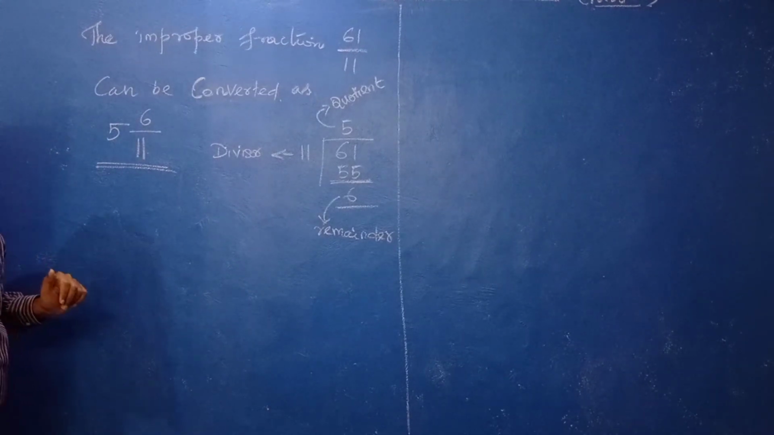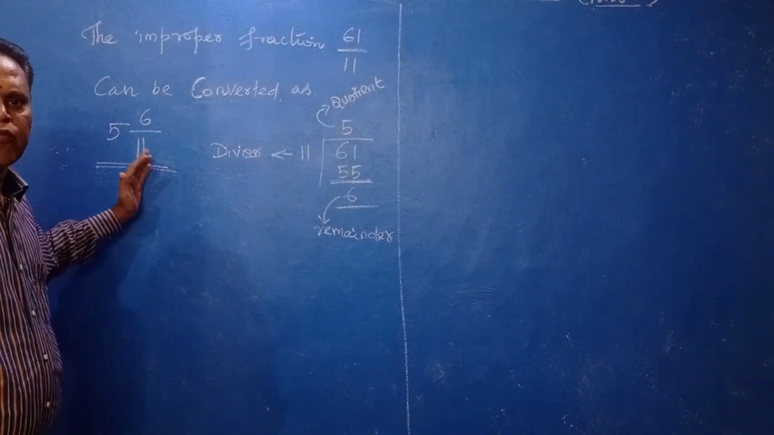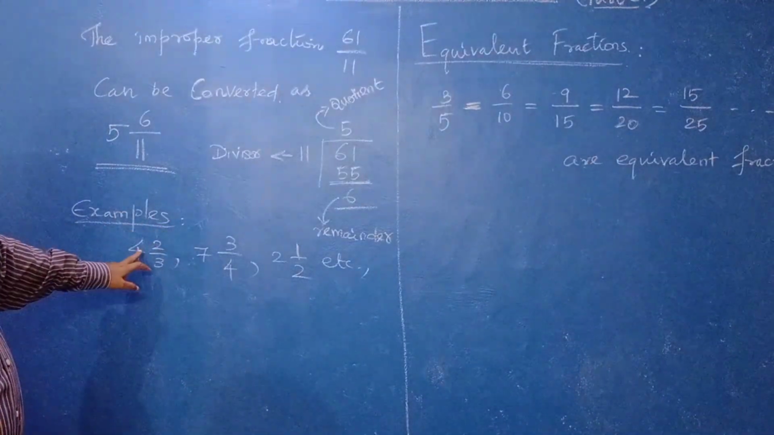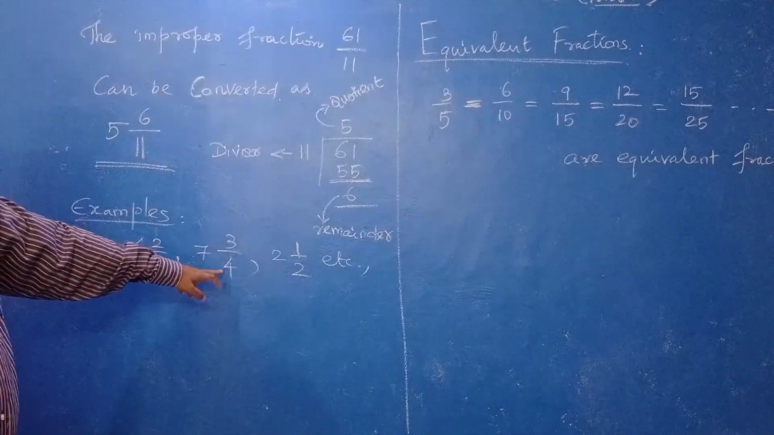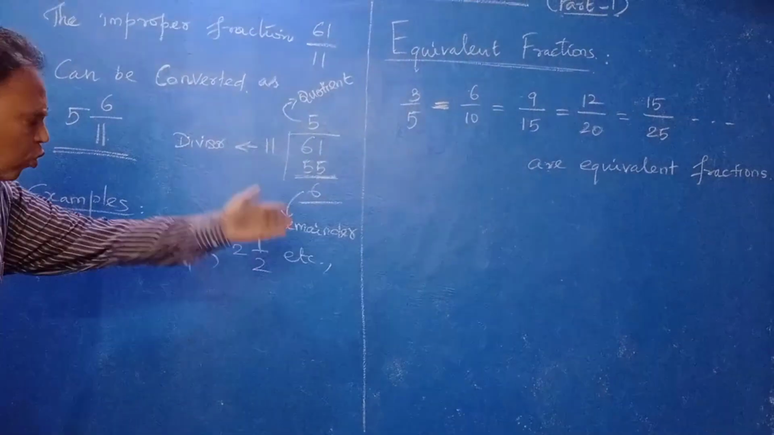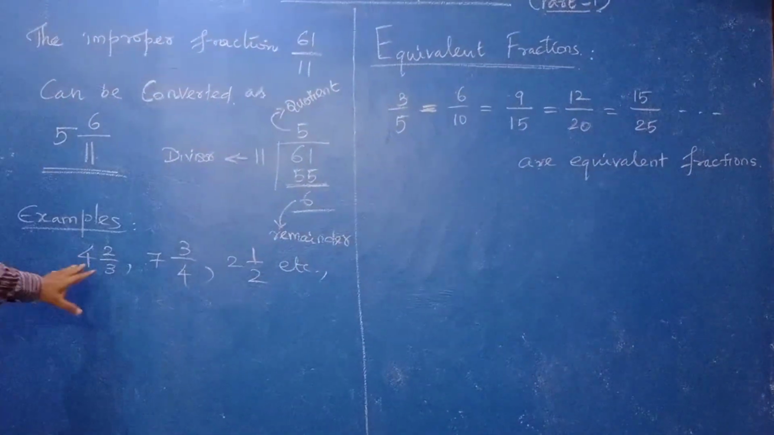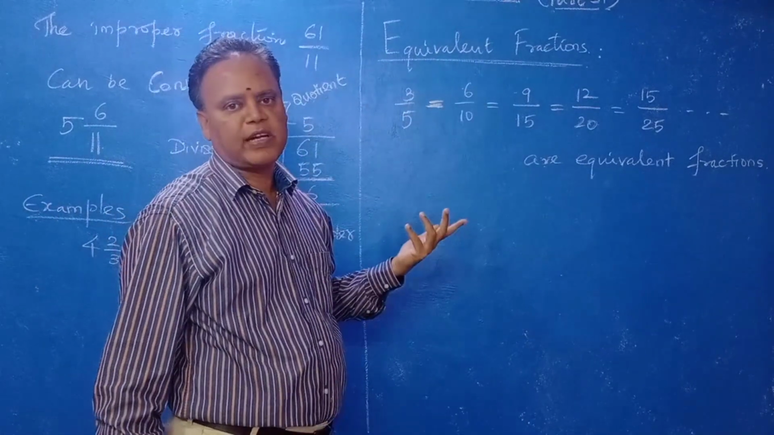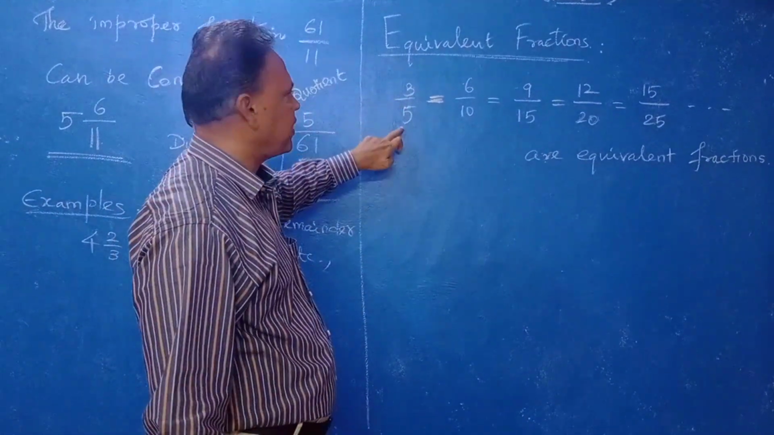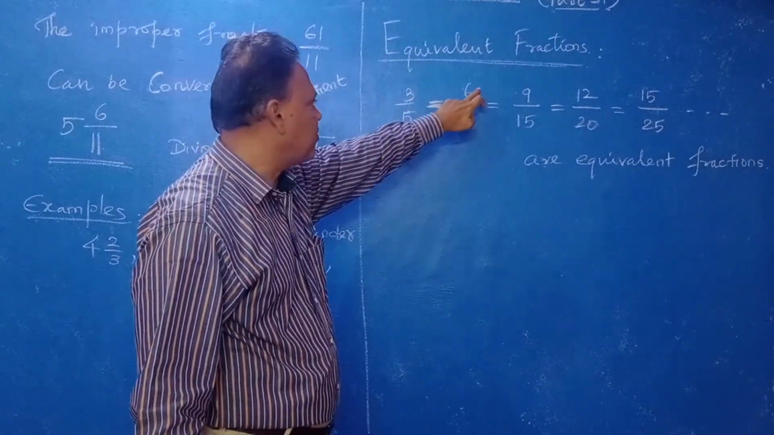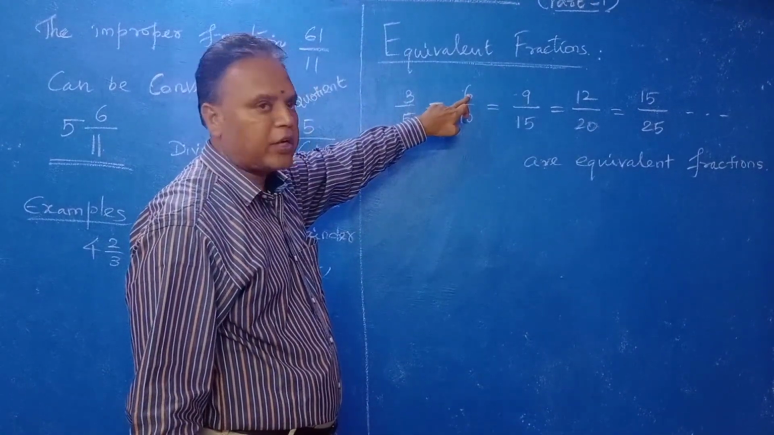We will see some more examples: 4 2 by 3, 7 3 by 4, 2 1 by 2. Like this we can write so many examples of mixed fractions. Next we have equivalent fractions. You know equivalent fractions. So 3 by 5 can be written as 6 by 10. You simplify; 2 is the common factor.